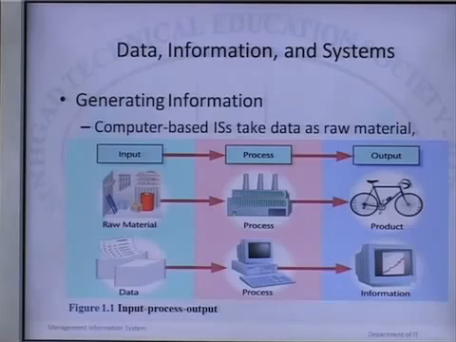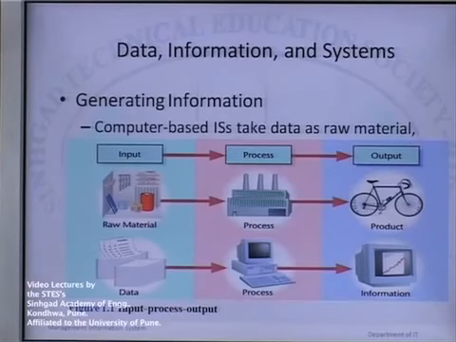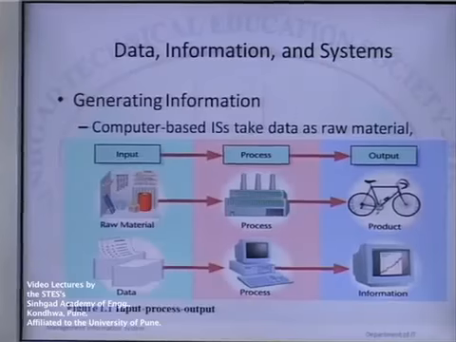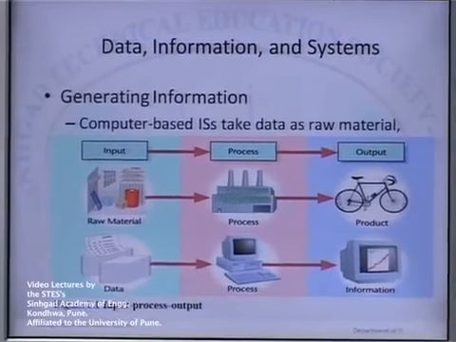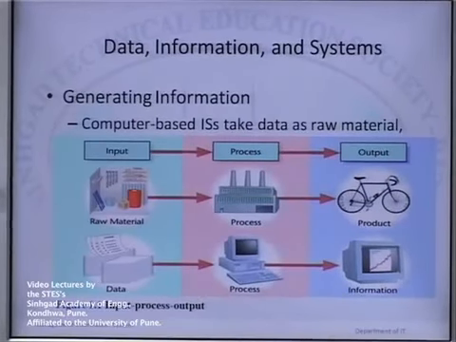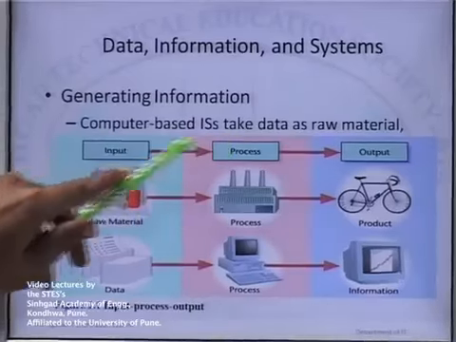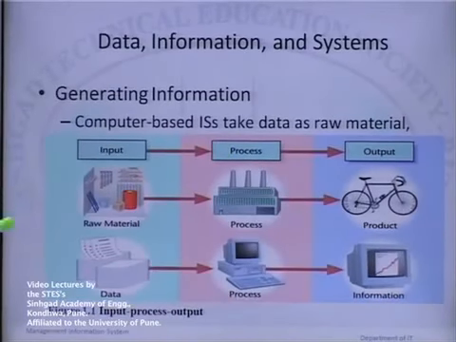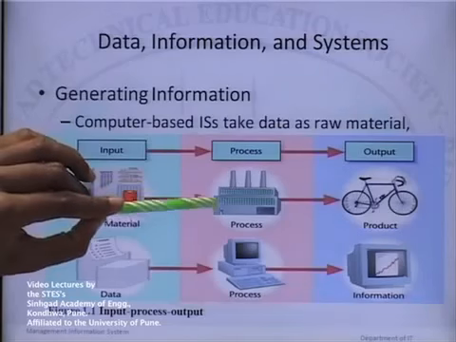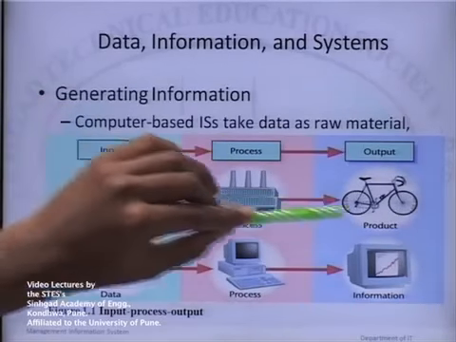Moving further, how do you get the data, and how is your data converted into information? We have already seen 3 steps. One, a computer-based information system takes data as a raw material. Just map this concept. If you have a mechanical kind of company, what is the input for that? Raw material. What does your company do? It processes that raw material, and your products are created.